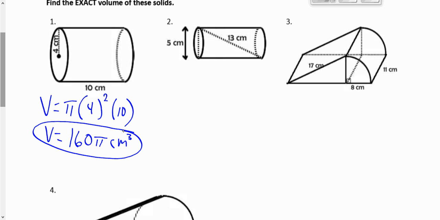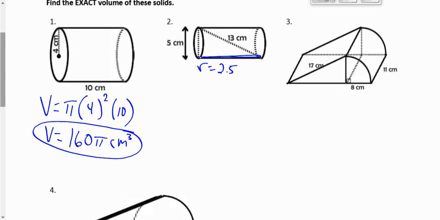Anybody get number 2 yet? 75 pi. Everybody else get 75 pi? You know you did? Huh? Well, we better look at it. We've got a diameter of 5, right? So what's the radius? So the radius is 2.5, but we don't have the height. But you can't use that 13 because 13 is not the height, is it? So what are we going to do to get the height?